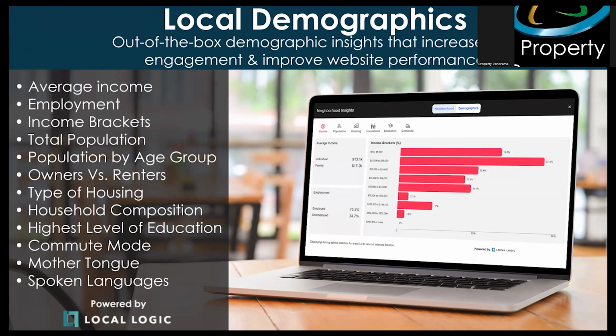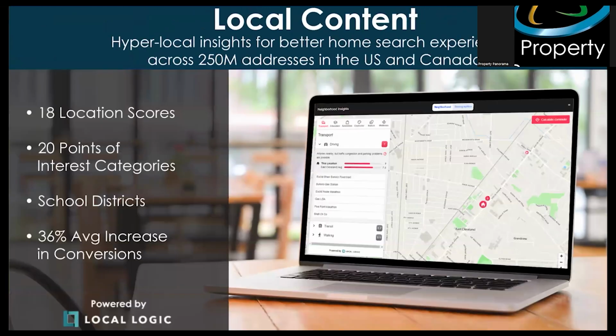And the other side of this also includes local content, and it's all one product, but just kind of separated out into 2 sections. On the local content side, that's going to give you 18 location scores, 20 points of interest categories, school districts, education, amenities, character, nature, wellness. Wellness is going to be like your sports complexes, health food stores, gyms. Nature will give you like parks, monuments, etc. And again, the consumer here can move around on the map.